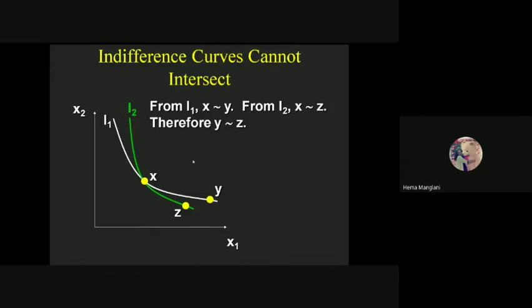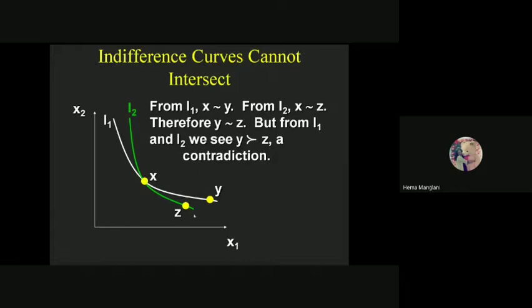Okay. So your preferences would now be changed. But from I1 and I2, we see Y is preferred over Z. If we look at these two, definitely it seems that Y is preferred over Z, but our analysis says that Y is indifferent to Z. So these both outcomes would be a contradiction in this case. So this is definitely not a characteristic of indifference curves. They should always be non-intersecting with each other.